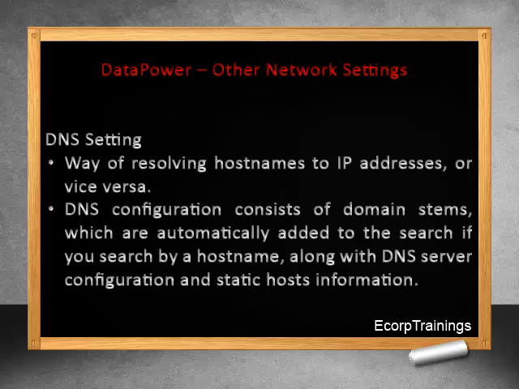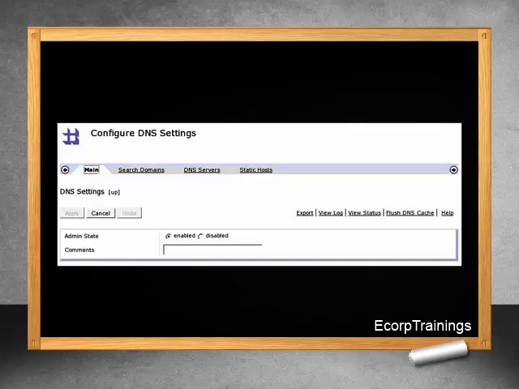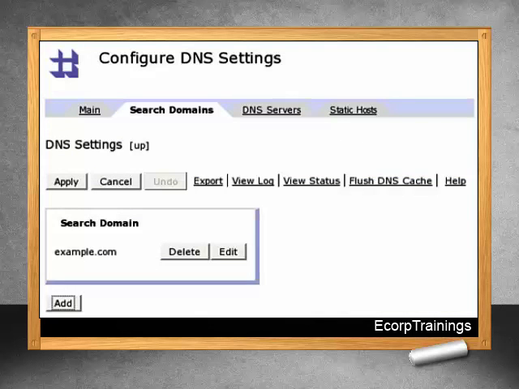DNS settings. The Domain Name Service is a way of resolving host names to IP addresses, or vice versa. It is possible to configure the DataPower appliance to utilize one or more DNS servers. If you choose to configure a DNS server, select Network. Here you find DNS Settings in the navigation bar on the left side. DNS configuration consists of domain stems, which are automatically added to the search if you search by a hostname, along with DNS server configuration and static hosts information.